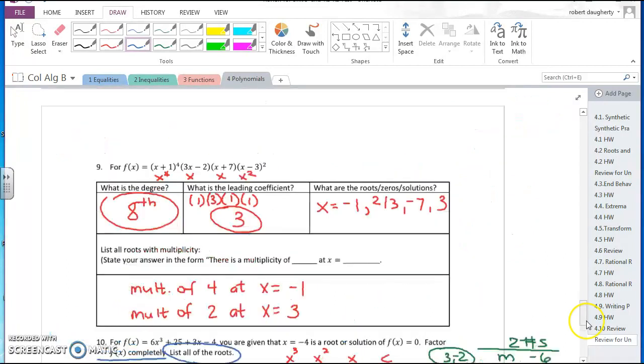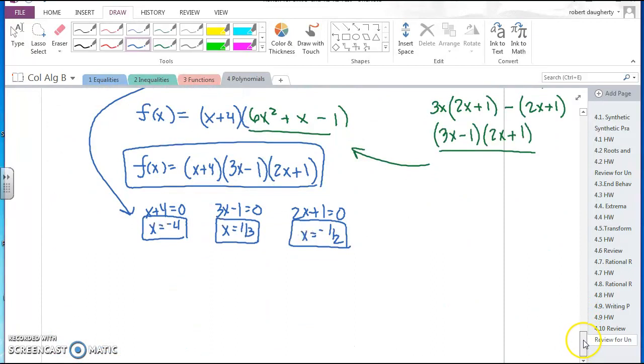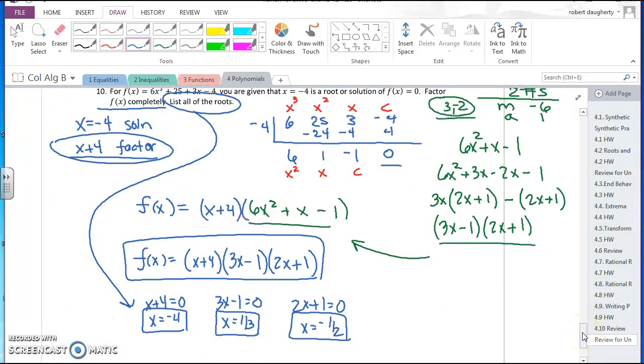So that is it for the review. We did not review all of Unit 3, just the even-odd algebraic, but it does show you all the different topics we covered in 4.1 and 4.2.